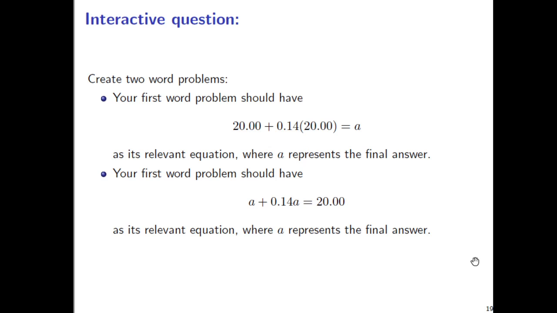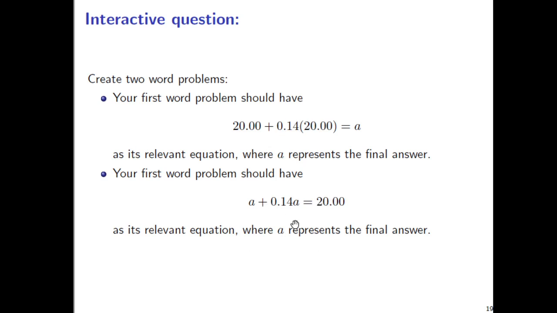So here's your interactive question. This is a challenging one, so do your best, but create two word problems. Your first word problem should have 20.00 plus 0.14 times 20.00 equals a as the relevant equation, and your second word problem should have a plus 0.14 times a equals 20 as its relevant equation, where a represents the final answer.